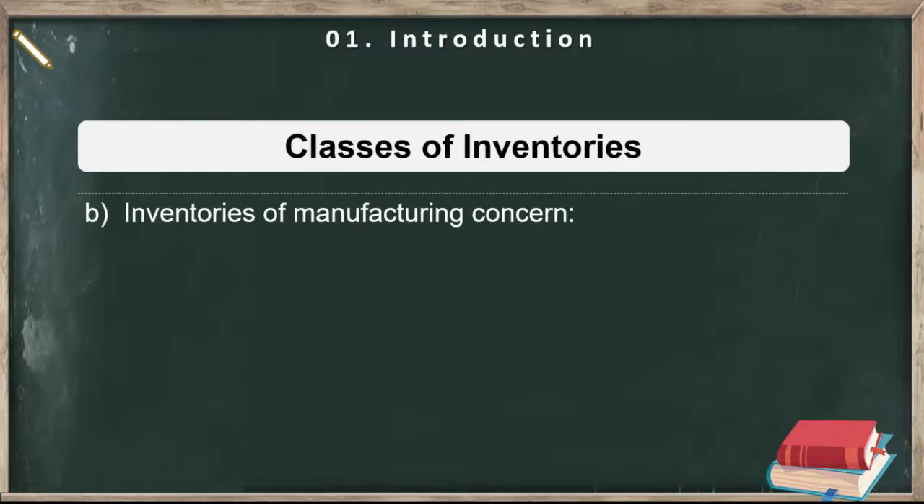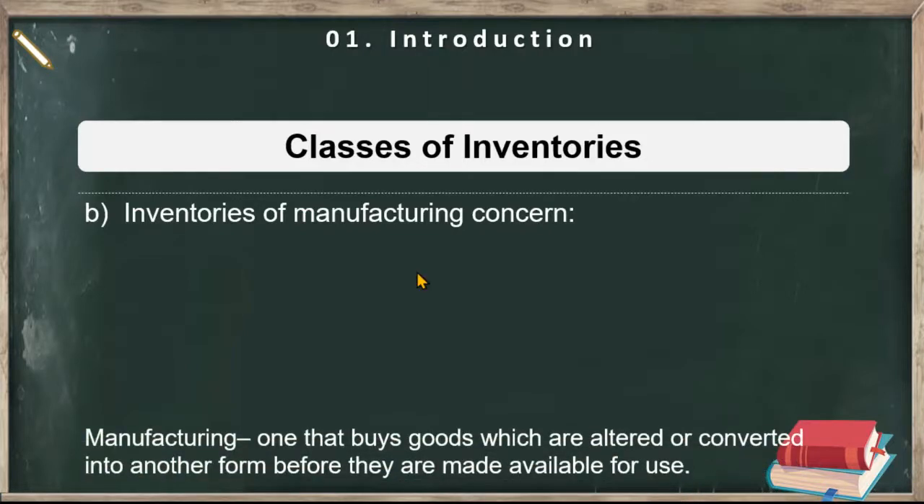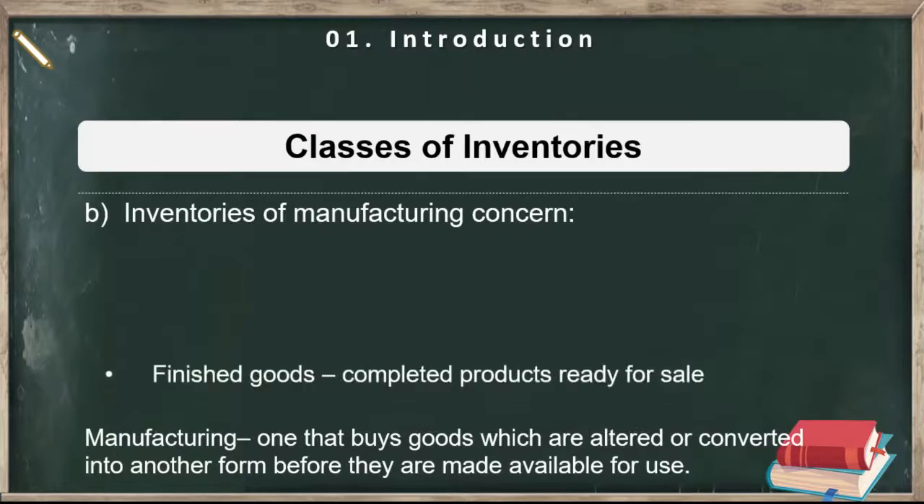Okay, so we have inventories for a manufacturing concern. So this time, this focuses on the type of business wherein there would be purchase of goods which will be altered or converted into another form before they are made available for use, meaning there's still a need to process it further before it can be sold.